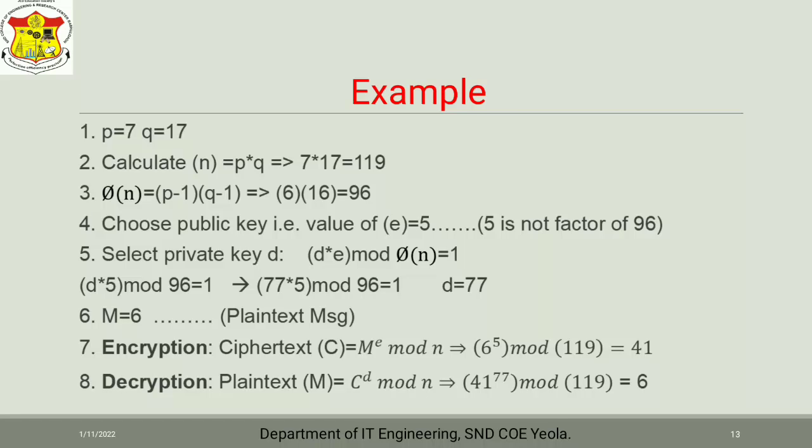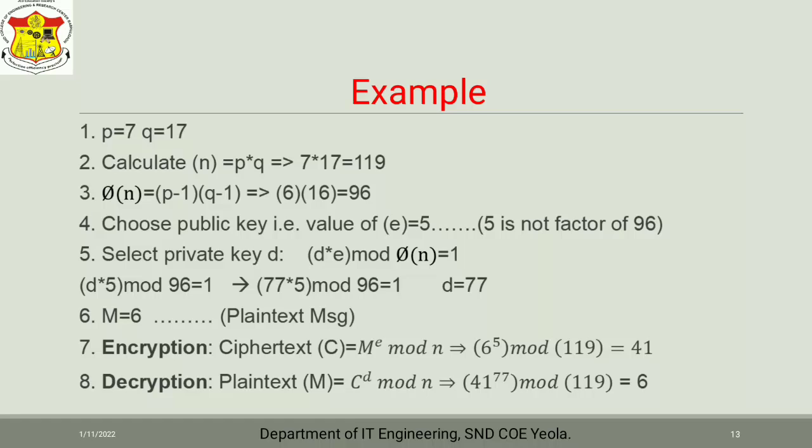Select private key D. Here is the formula D into E mod phi of n equal to 1. Calculate the value of D. After computing the value of D, here D is equal to 77. Now capital M is equal to 6, which is our given plain text message. Then calculate the ciphertext. For computing the ciphertext, we have the formula C is equal to m raised to E mod n. Substitute all the values and calculate the value of C. C is equal to 41.